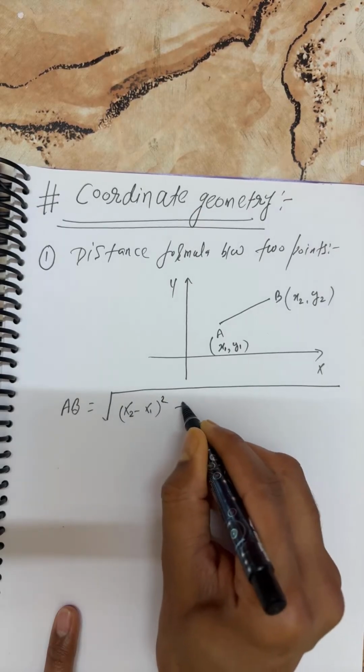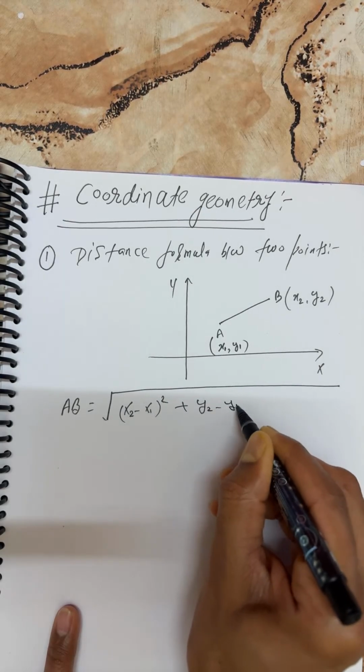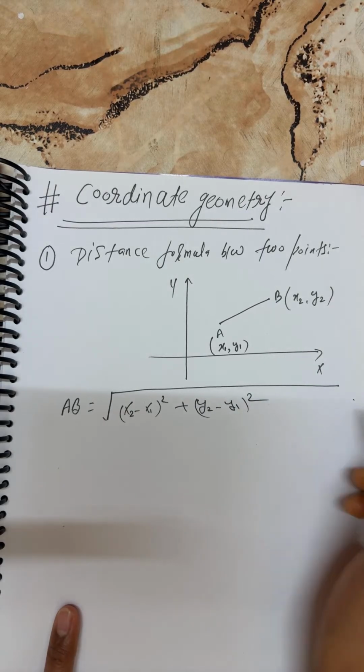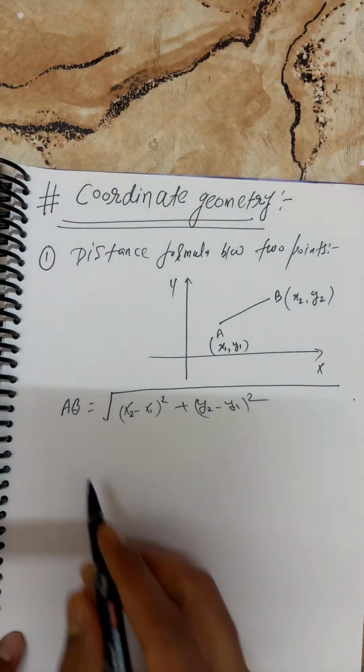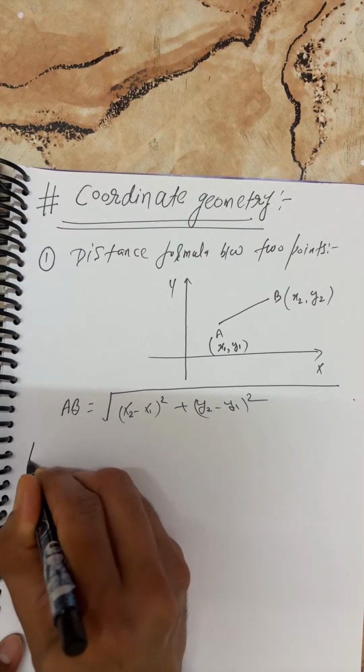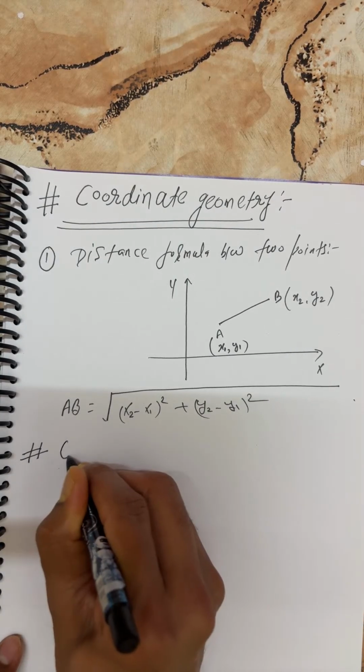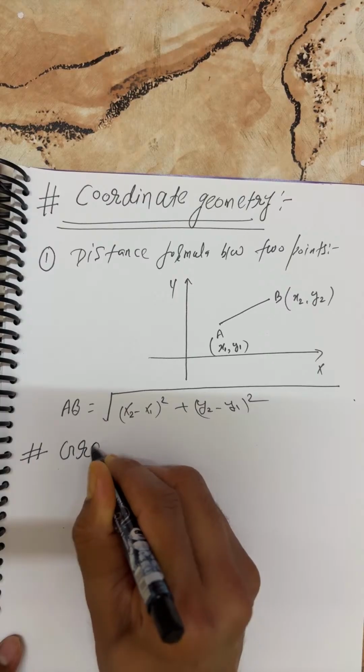X2 minus x1 whole square plus y2 minus y1 whole square. Correct. Okay, distance formula, beta. Just keep this in mind. After that, beta, I can say there are many points, but I'll discuss later. Major here, in coordinate geometry, I have to discuss graphs, as graphs are highly important here.